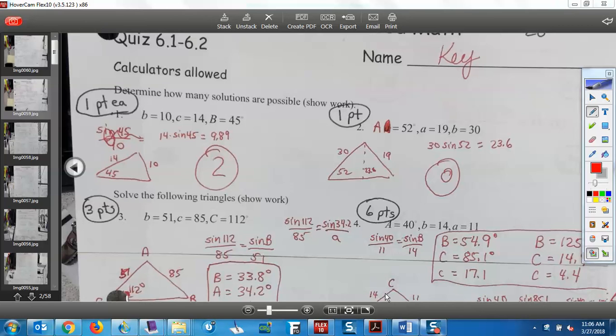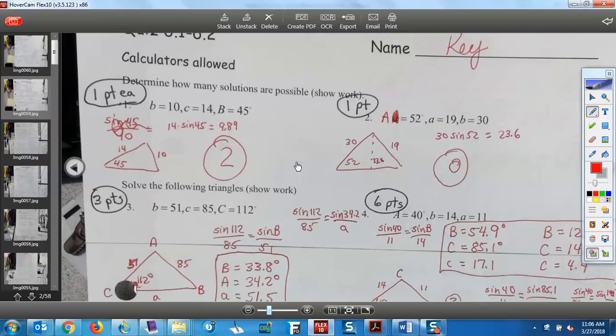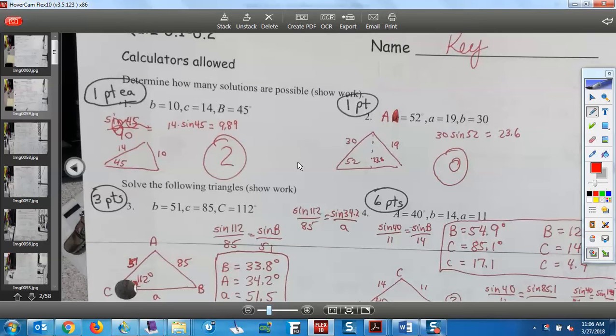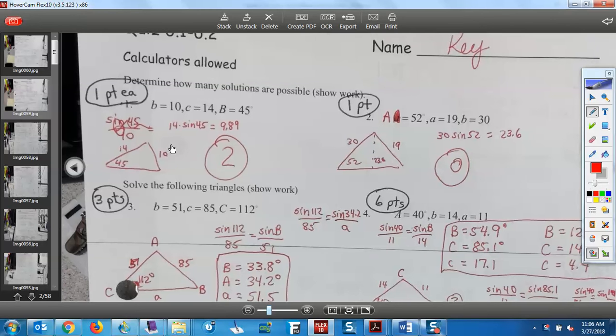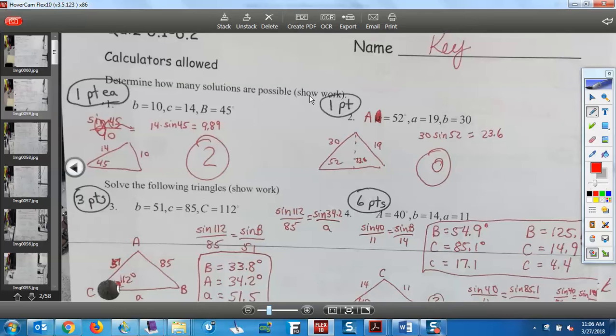So we want to do some of our review here of our law of sines, law of cosines stuff while we go over this. I want to look at number 4, especially the one with the 2 answers. On this one, it just said determine how many solutions are possible. A few people spent time working out a whole bunch of stuff. You don't have to. It just says determine how many solutions are possible.